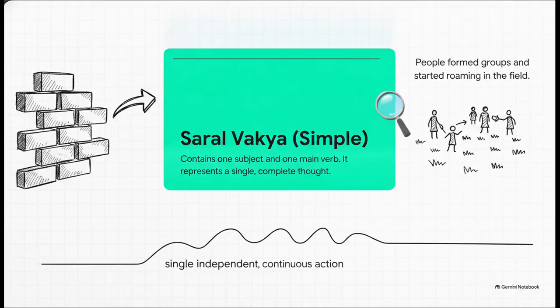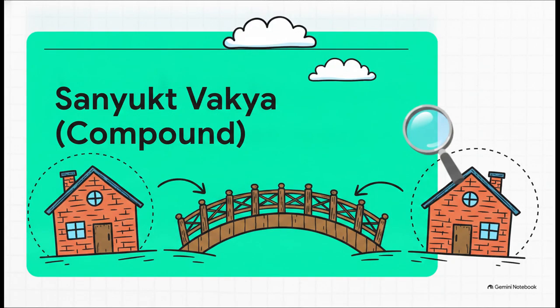Next up, we step up to the compound sentence, or Sanyukta Vakya. If the simple sentence is a single brick house, the compound sentence is basically two completely independent houses joined together by a really sturdy bridge. The absolute key takeaway here is independence. You've got two or more separate clauses, and neither house needs the other one to stand up. If you just demolish the bridge between them, both sentences would still make perfect sense on their own. Take this example. I waited for him, but he did not come. Those are two perfectly complete thoughts just standing side by side.